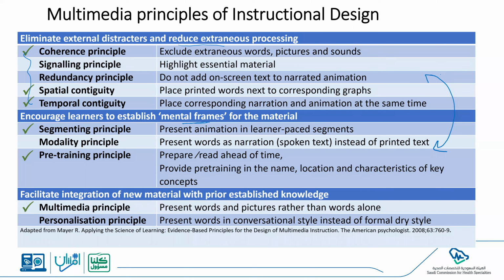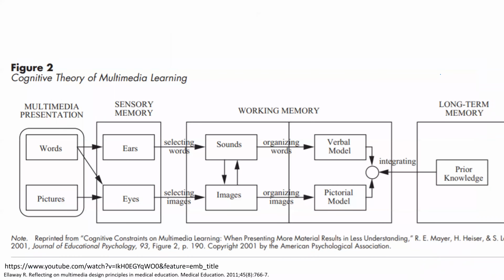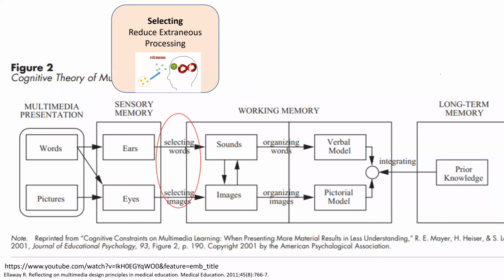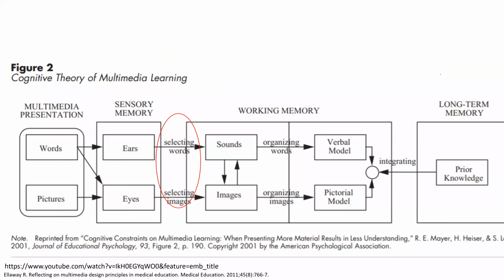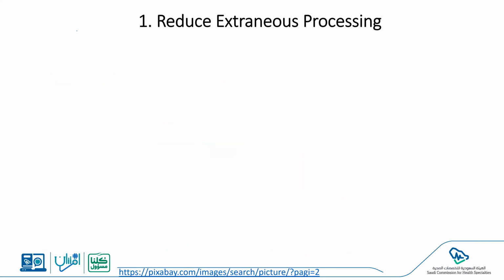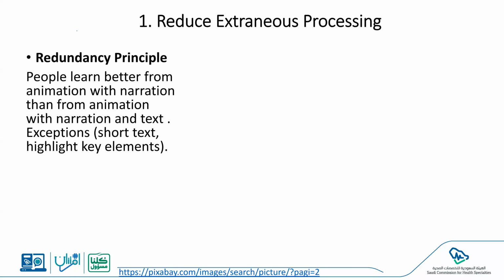And then some of these principles you can apply, or even more, to some testing. So these are some of the things that we noticed in some of the tests. This is just going to the selecting part. When we're talking about selecting words, we're talking about reducing extraneous processing, which we're going to talk about in this part here. So what can you do? If we take the first one, the redundancy principle.